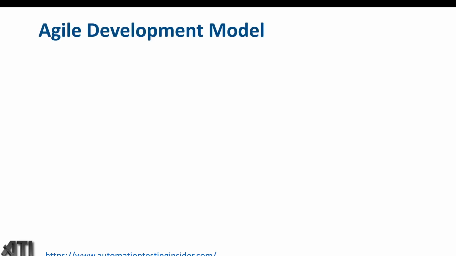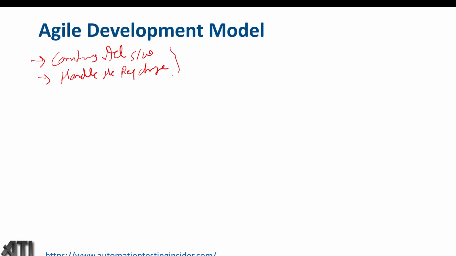So guys, let's talk more about the agile development model, or you can call it agile methodology or agile process model. There are a couple of very important things in agile: continuous delivery of the software to the customer, and handling the requirement change. These are the two important concepts of the agile development model. In previous models, we focused mainly on documentation, and they were not capable enough to handle requirement change. But here in the agile development model, we mainly focus on continuous delivery of the software to the customer and handling frequent requirement changes in the software.